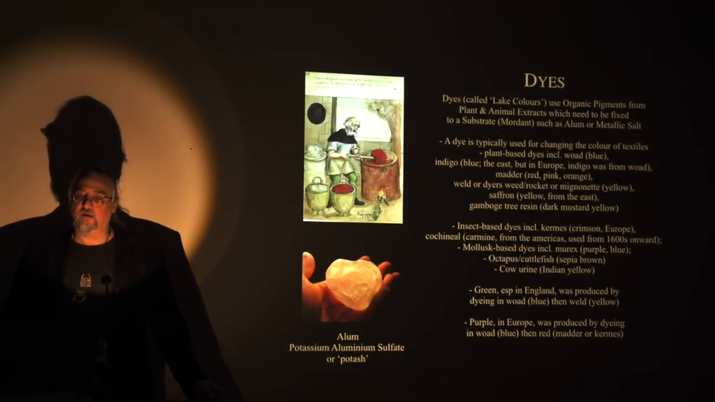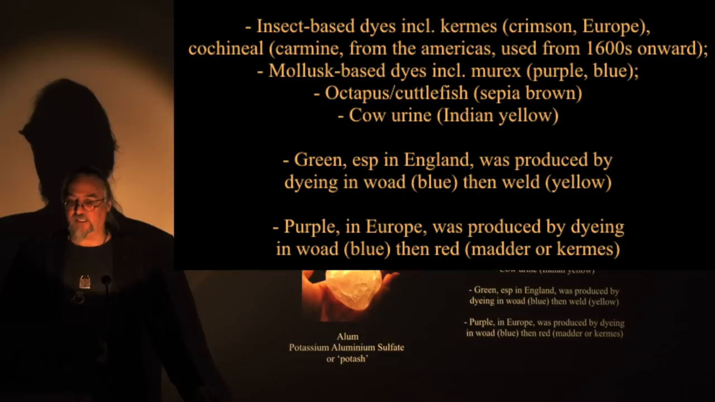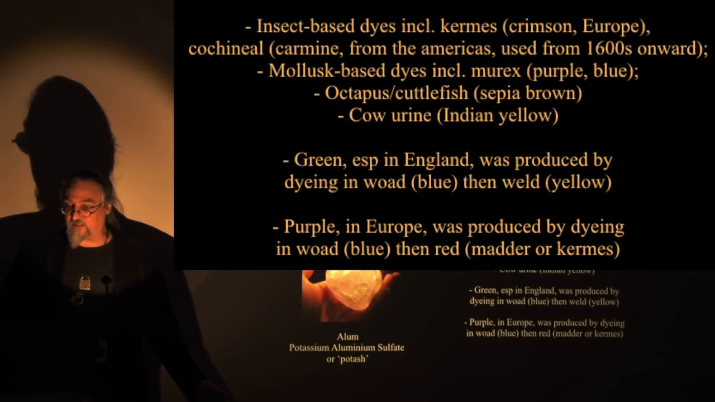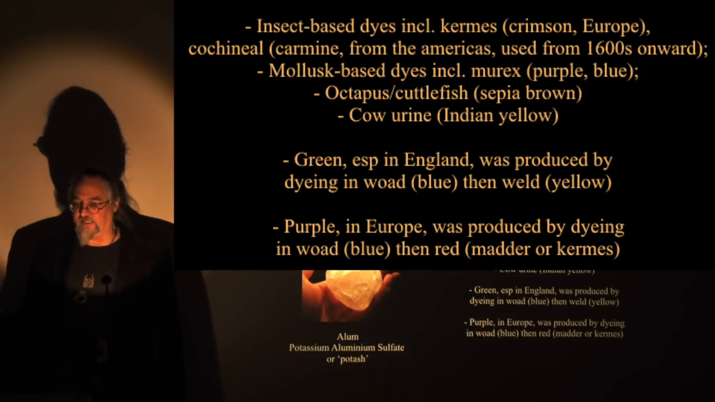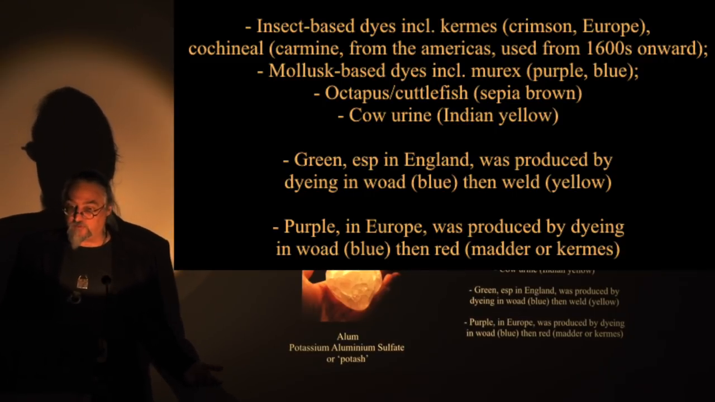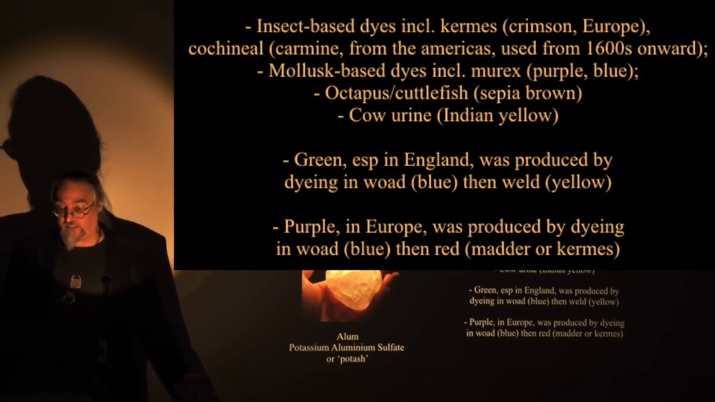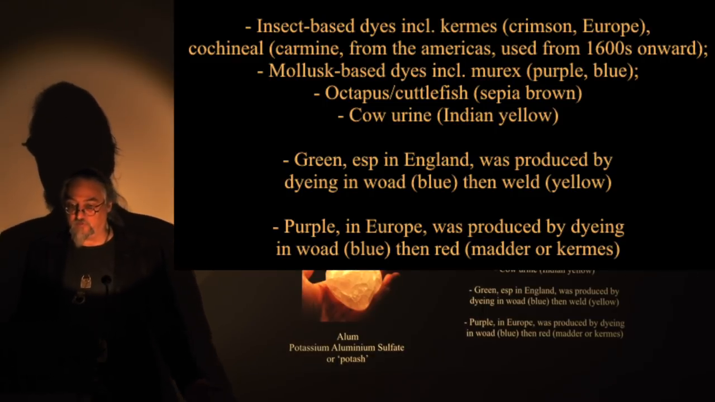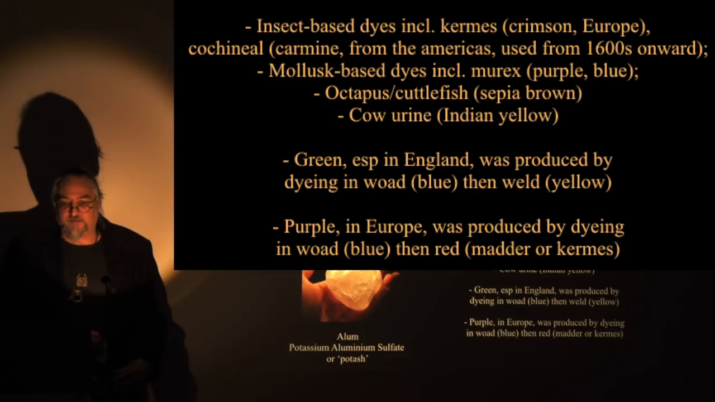And we have to include animal products as well. So the insect-based dyes like the kermes, which is crimson from Europe, the cochineal, which is carmine from the Americas, and mollusk-based dyes like the murex, which gives us purple and blue, octopus or cuttlefish, sepia browns, and cow urine from India giving us Indian yellow. Green dyes, especially in England, were produced by dyeing in woad, blue, and then in weld, yellow, and the combination would give green. Purple in Europe was produced by dyeing in woad, blue, and then red from the madder or kermes beetles.